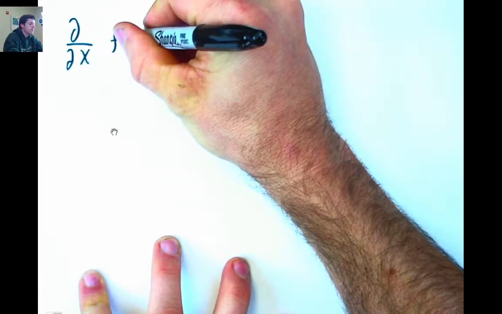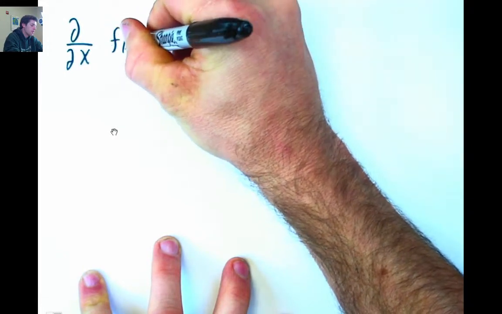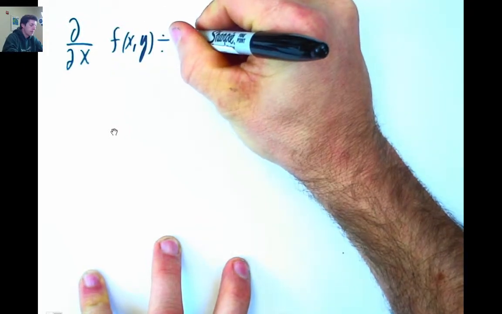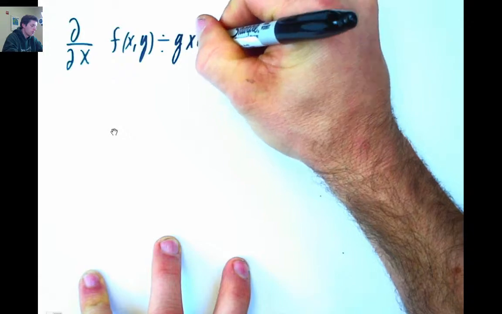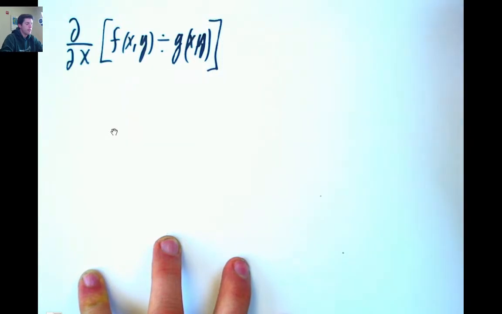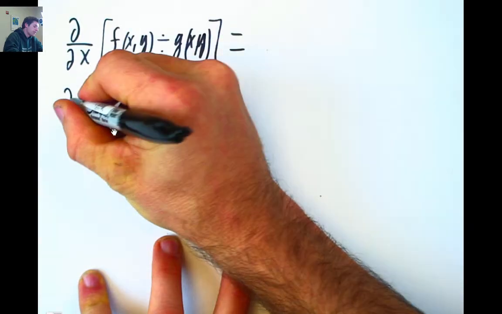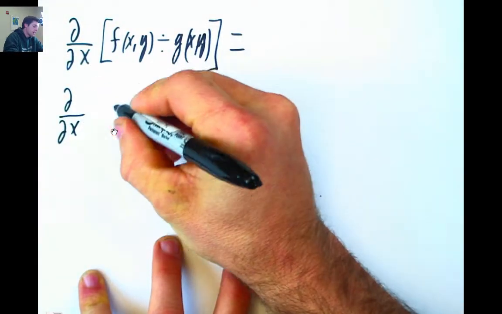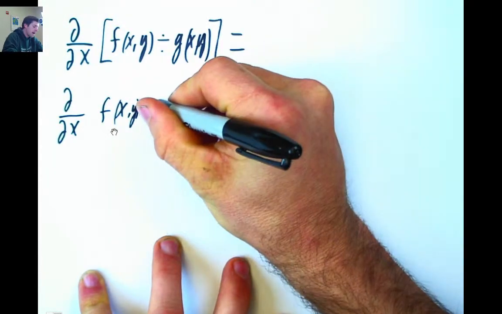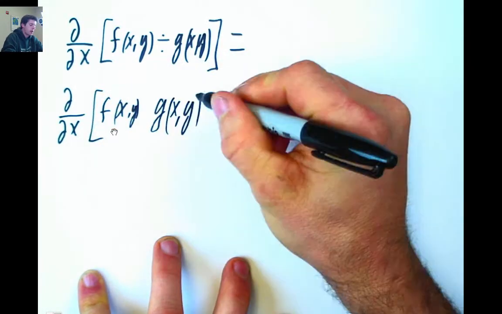F times G. Instead of times, I'll have divided by G. All right. To make sure that everybody knows that d/dx is hitting both of these, I'll have that. This is very similar to the derivative with respect to x of f of x and y times g of x and y. Of course, we denote times as just writing two things next to each other.